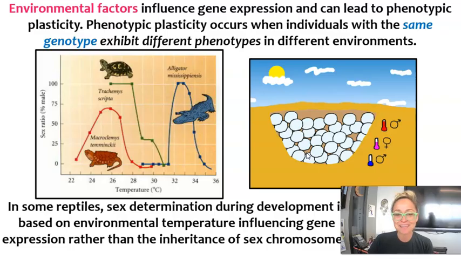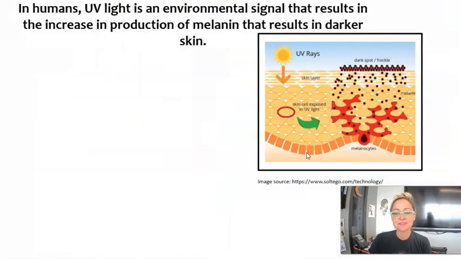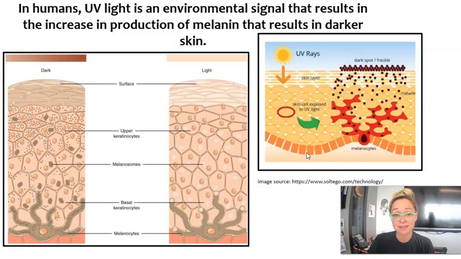Okay, and then our last example is in humans. When we talk about UV light, that is an environmental factor, right? UV light can actually penetrate your skin and go through your layers of cells. Well, not every type of UV light. There's UVA, UVB, UVC. But the ones that do go through your skin are going to activate your melanocytes deeper in the surface of your skin to increase their production of melanin. And melanin is that pigment that gives us our skin color.